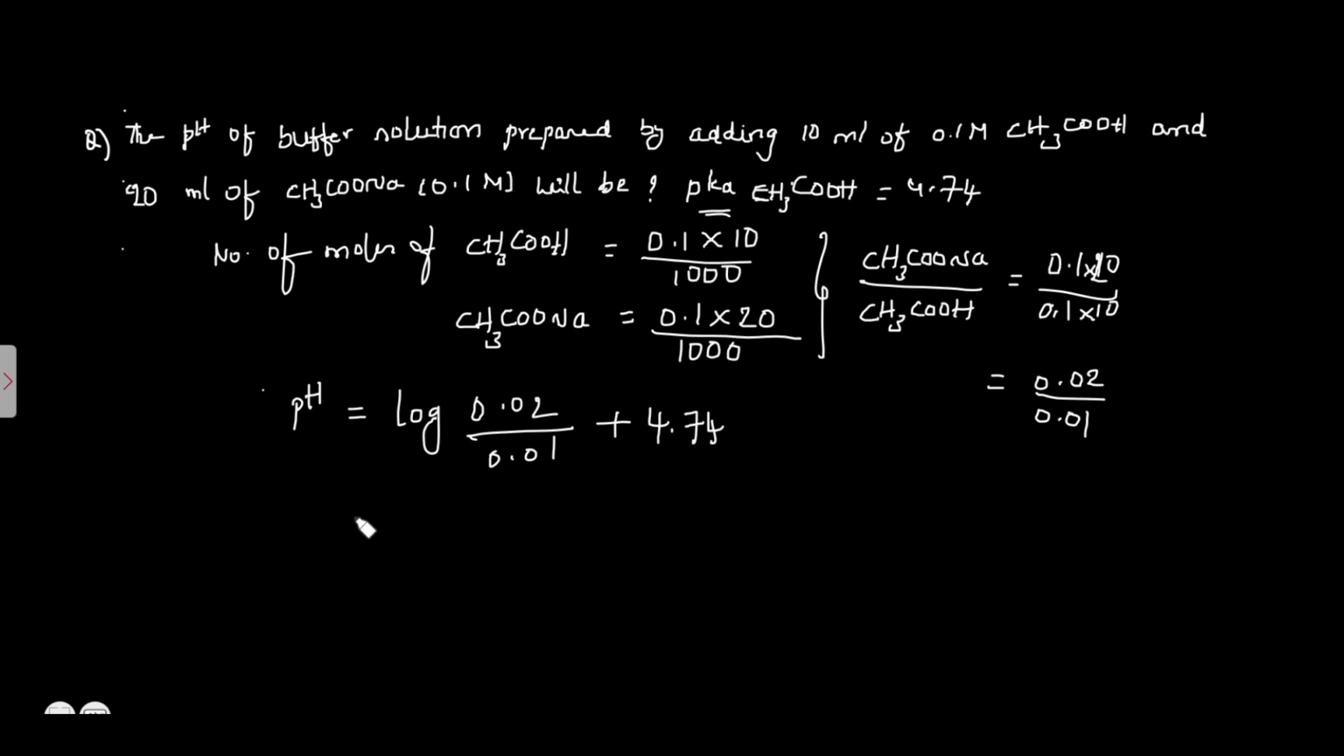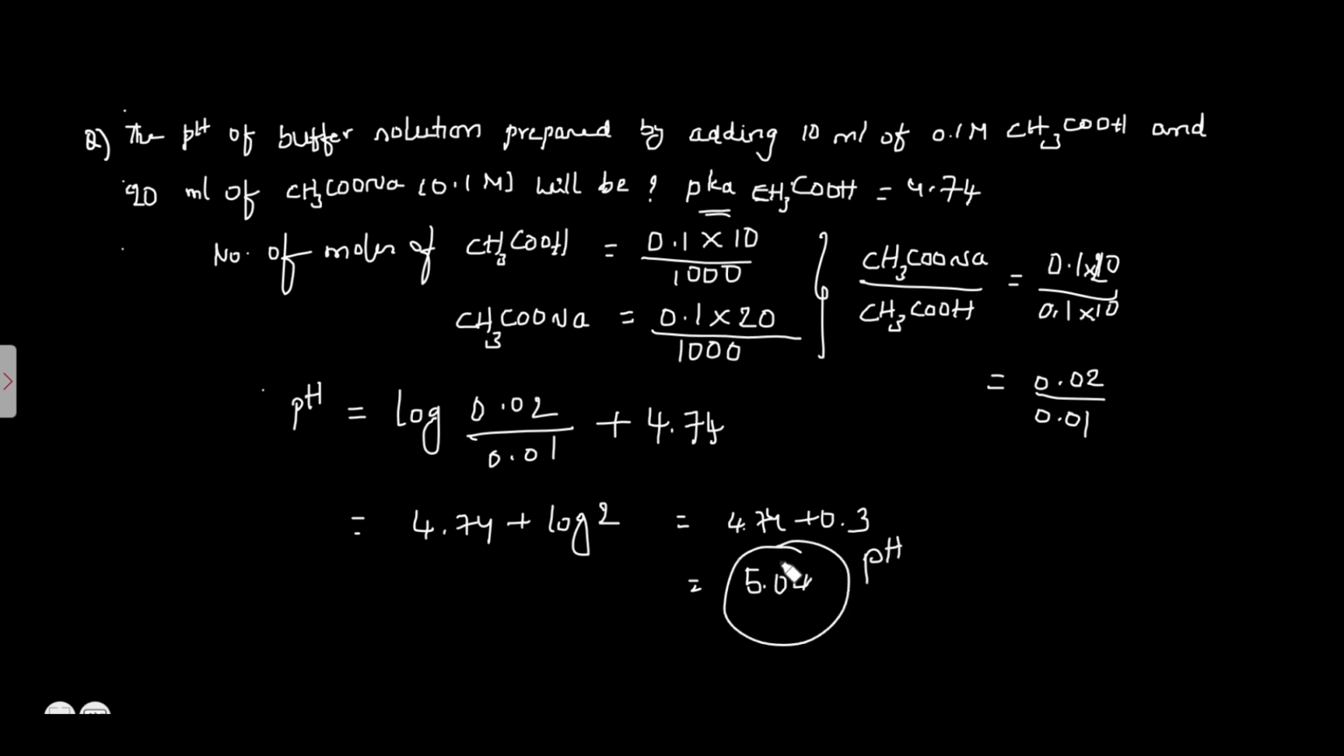Okay, now what is the pH value? You will get 4.74. This can be written as 4.74 plus the whole thing will become log 2, which is equal to 0.3, I guess. 4.74 plus 0.3 equal to 5.04. This is the pH of this acidic buffer. Okay.